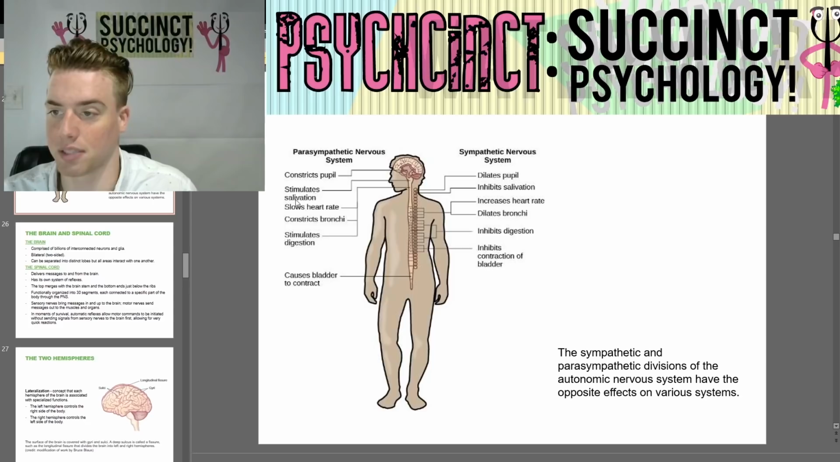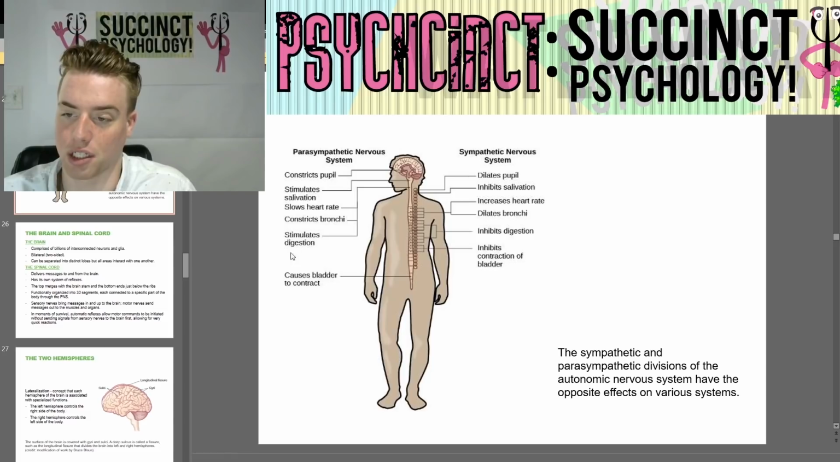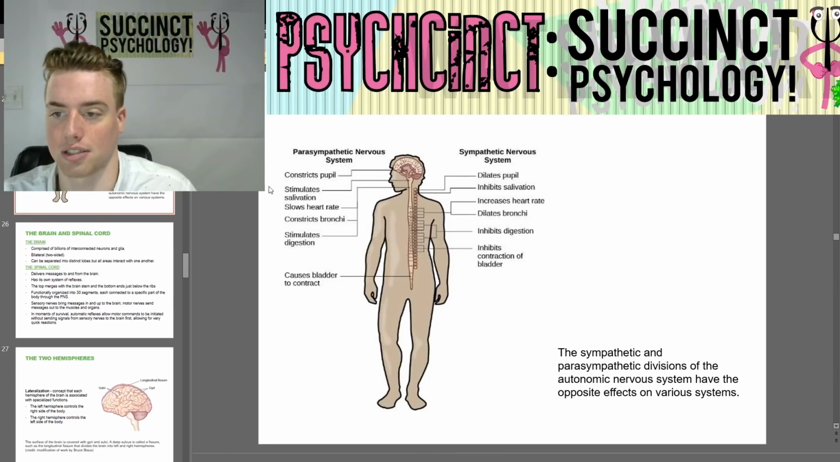So here you have parasympathetic and sympathetic. Now, the sympathetic and parasympathetic divisions of the autonomic nervous system have opposite effects on various systems. So you can see from this little graph, the parasympathetic constricts your pupils, stimulates salivation, slows heart rate, constricts bronchi, stimulates digestion, and causes the bladder to contract, whereas the sympathetic does the exact opposite of each of those. So it dilates your pupil instead of constricting it. It inhibits your salivation instead of stimulating it, and so on and so forth.